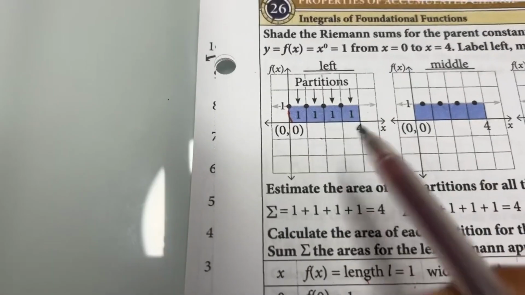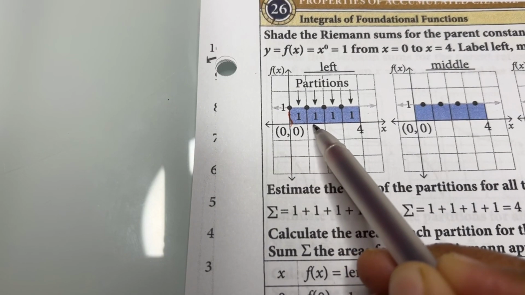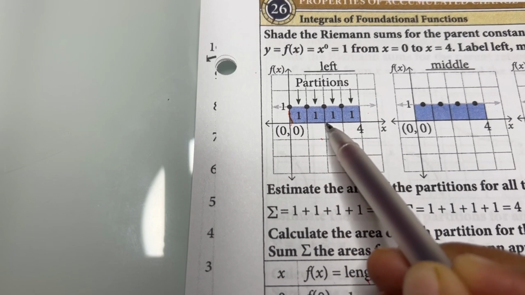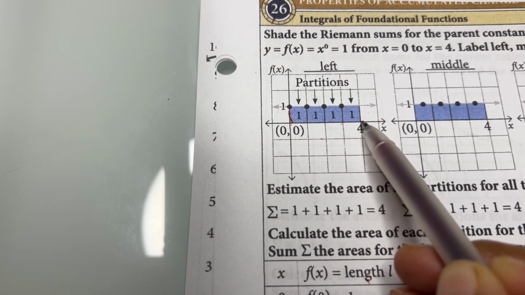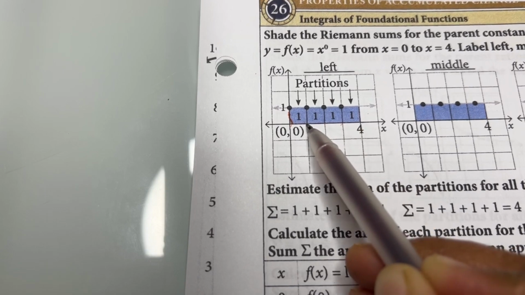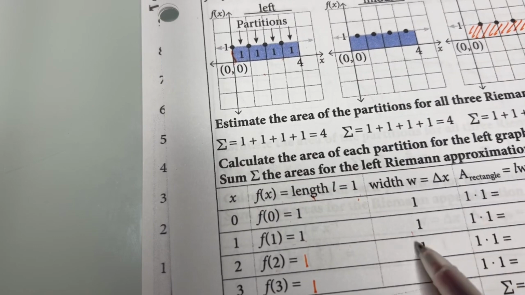And our width is this, which is our delta x. What is our change in x? It's just 1 unit from here to here, 1 unit from here to here, and 1 unit from here to here. So the common width is change in x, which is 1 unit.